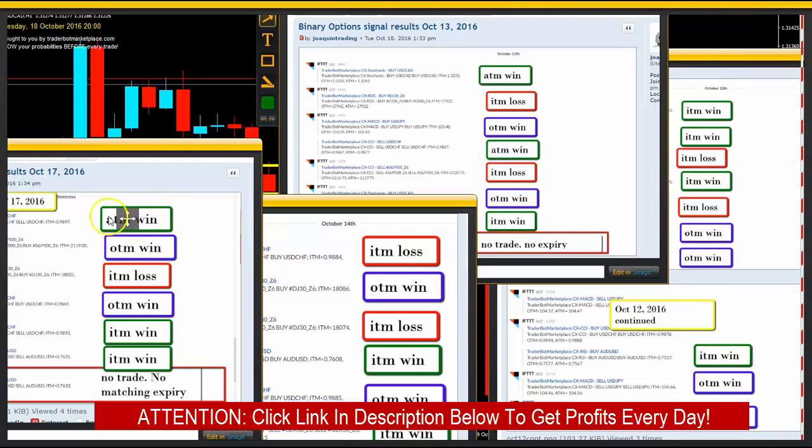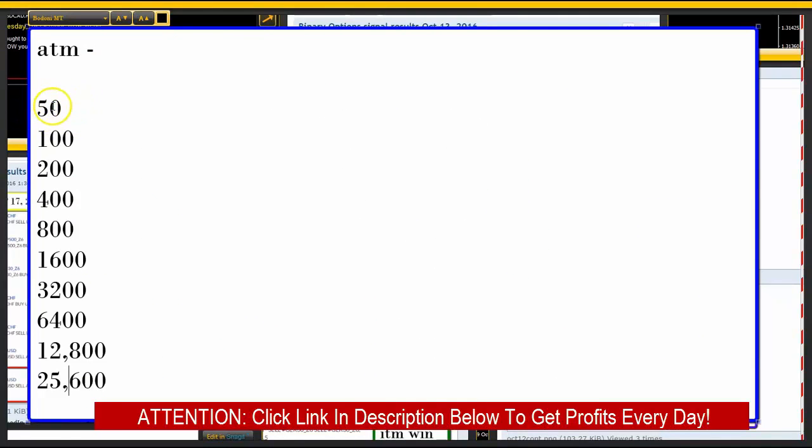If you average down on at-the-monies or in-the-monies, you will be doomed to failure. And I'll explain why right now. This is why if you risk 50 and that trade doesn't work out, the next one you risk 100, that one doesn't work out, the next you risk 200.